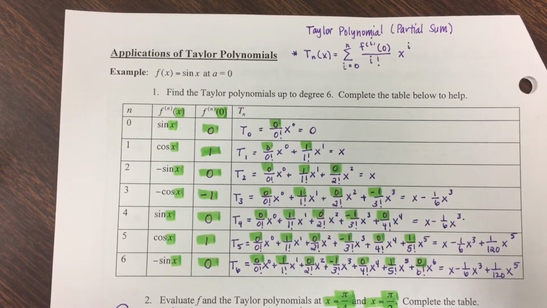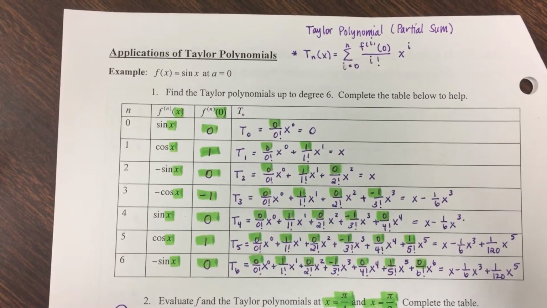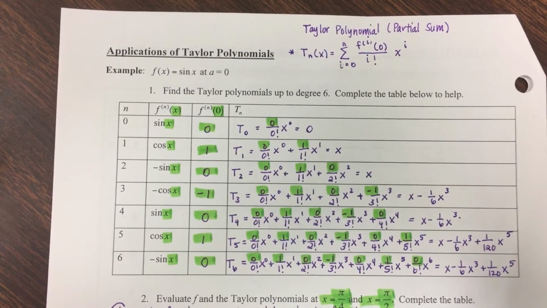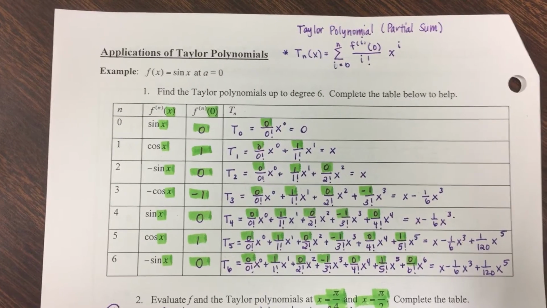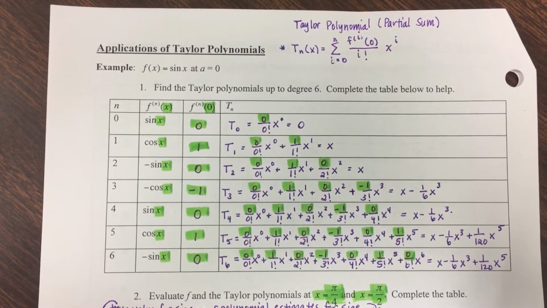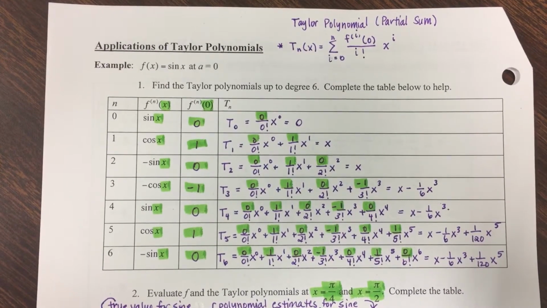Okay, so in this video we're going to go over how we can use a polynomial to estimate the value of a function that is not a polynomial. And in our first example we're going to look at the trigonometric function f of x equals sine x. To do this we're going to create a Taylor polynomial, which is just a partial sum of the Taylor series.